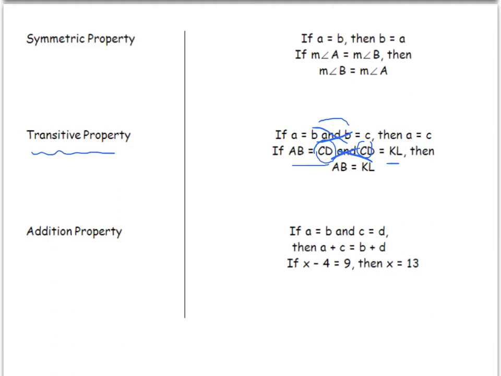Here it's a little bit confusing with our variables. But if A equals B and C equals D, well, C and D are the same thing, right? So if I add the same thing to both A and B, it still makes the equation equal. You see this a lot in algebraic problems where you have to solve for x. If x minus 4 equals 9, then x equals 13. In order to get there and solve, we had to add 4 to both sides. This process of adding the same thing to both sides is your addition property.